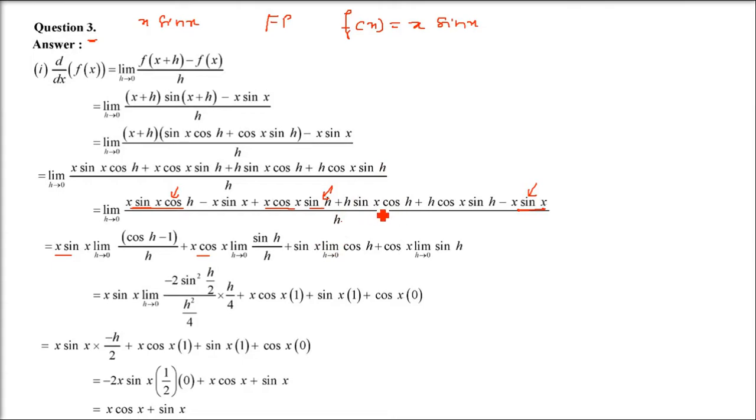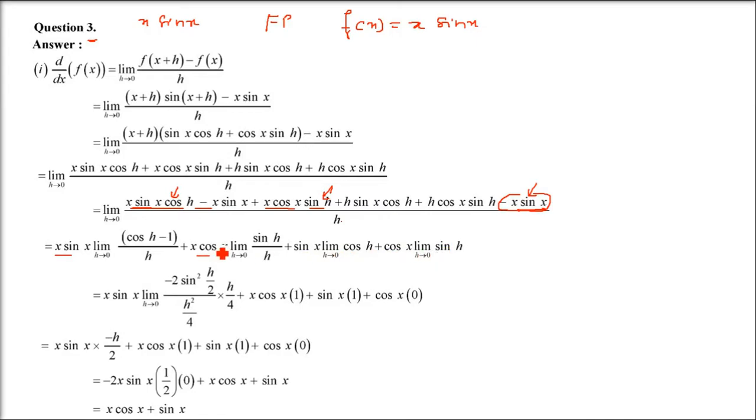Now we have the next term, which is h sin x cos h. Again the division by h, so h gets cancelled. Now here h cos x sin h, divided by h, so h also gets cancelled, right? This minus x sin x is written twice, so just assume it to be once and ignore the repeat. There is only one minus x sin x.